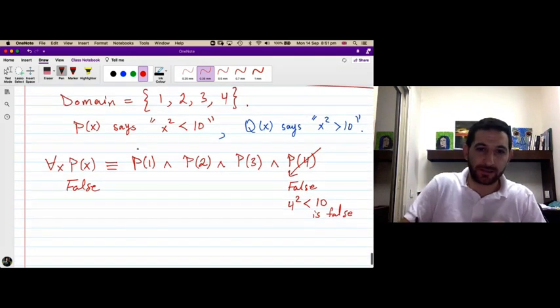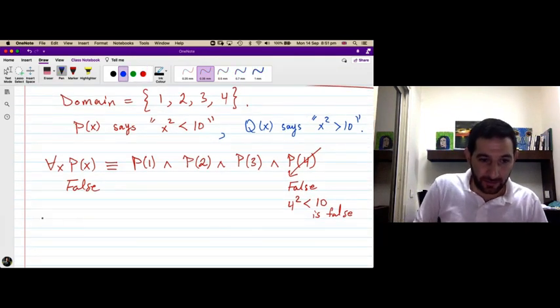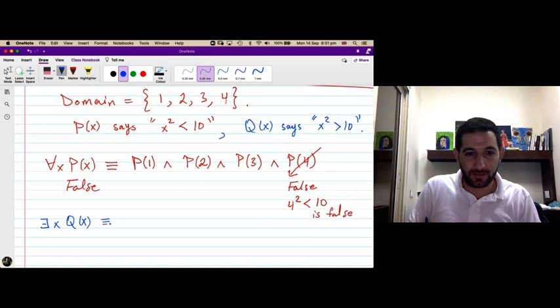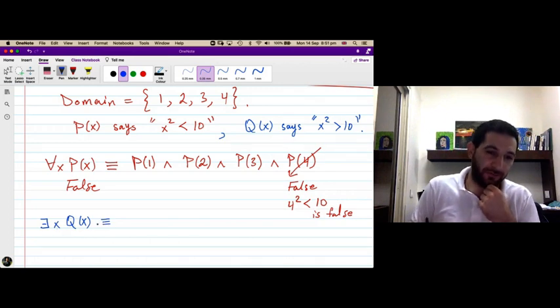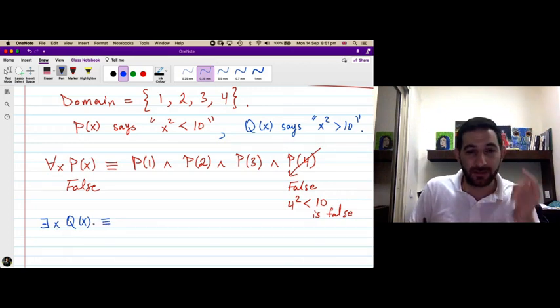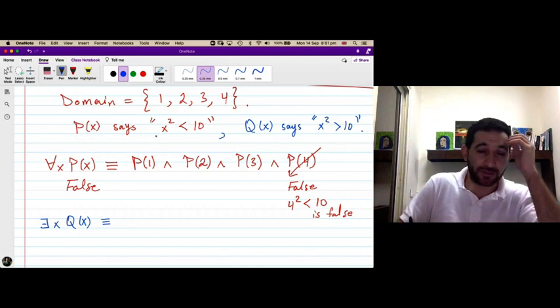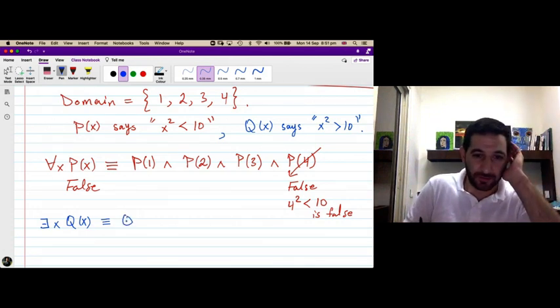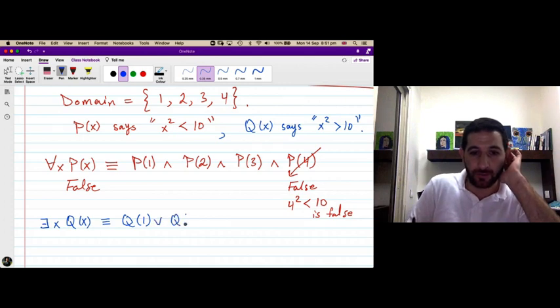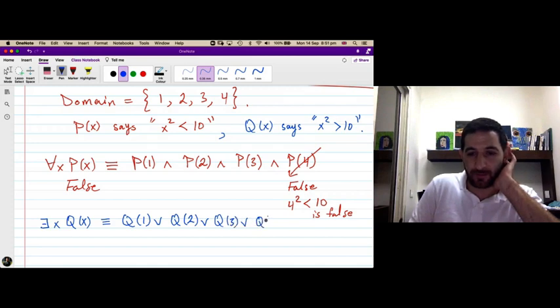Now let's analyze there exists x, Q of x. What does it mean? It means there is at least one element in the domain with property Q. So either 1 has property Q, or 2 has property Q, or 3 has property Q, or 4 has property Q.